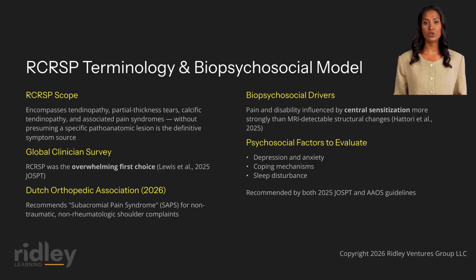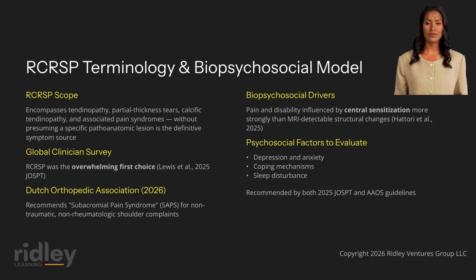RCRSP is intended to cover the full spectrum of rotator cuff pathology, including tendinopathy, partial thickness tears, calcific tendinopathy, and associated pain syndromes, without presuming that a specific pathoanatomic lesion is the definitive source of symptoms. Lewis and colleagues, in a 2025 JOSPT editorial, note that RCRSP was the overwhelming first choice in a global survey of clinicians, and that it provides a more patient-centered, symptom-based diagnostic label that avoids the pitfalls of mechanistic or pathoanatomic assumptions. This shift in approach is grounded in the biopsychosocial model of musculoskeletal pain, which recognizes that pain and disability are influenced by psychological, social, and contextual factors beyond structural pathology alone.